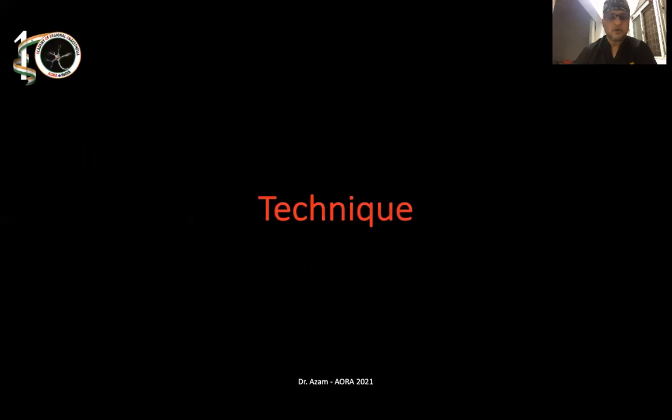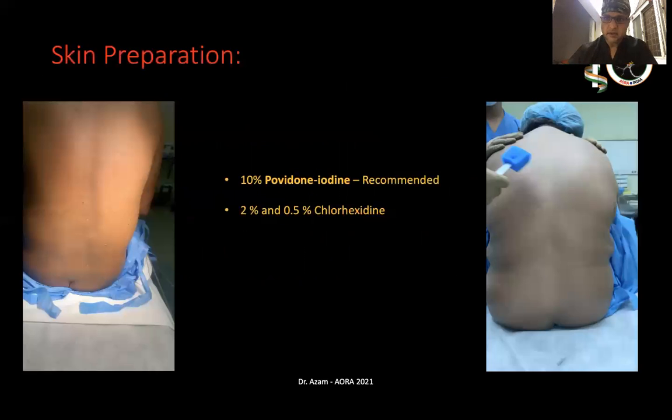So coming to the technique of epidural, the most important part of the procedure when we start is the skin preparation. Now there are two solutions that are commonly used. One is 10% povidone iodine, which is recommended, and also chlorhexidine is recommended. Now chlorhexidine comes in two concentrations, that is 0.5% and 2% chlorhexidine. We here in India use 0.5% chlorhexidine.